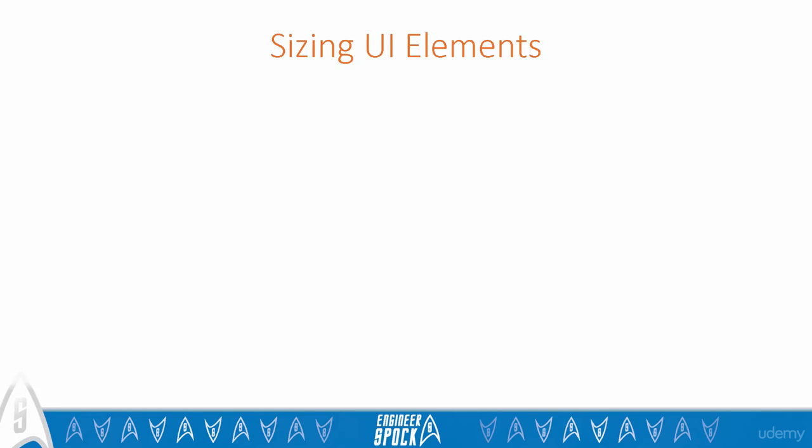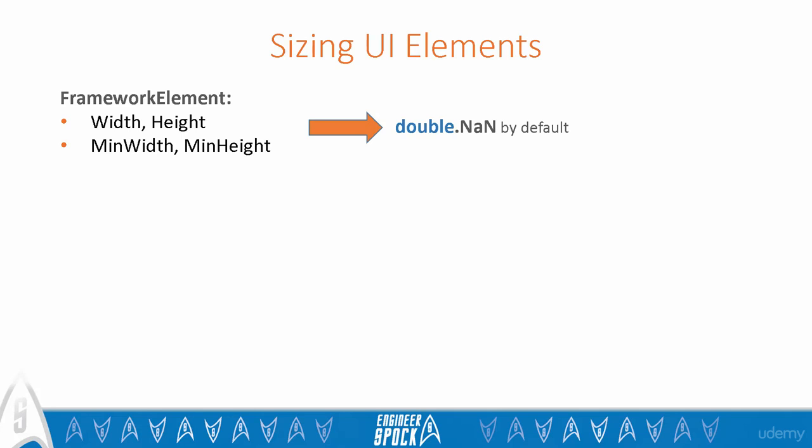In this lecture, we are going to look at the following properties which control the sizes of elements: height, width, min width, max height, max width, margin, padding, and visibility. Width, height, and their min and max relatives are exposed by the FrameworkElement class. These properties are of double type.